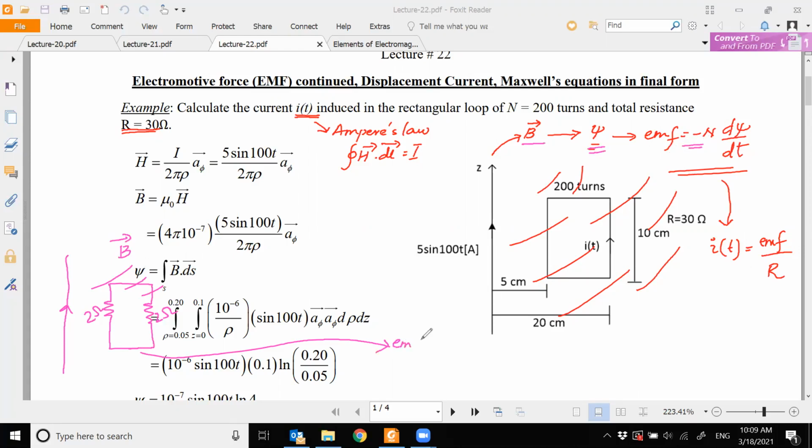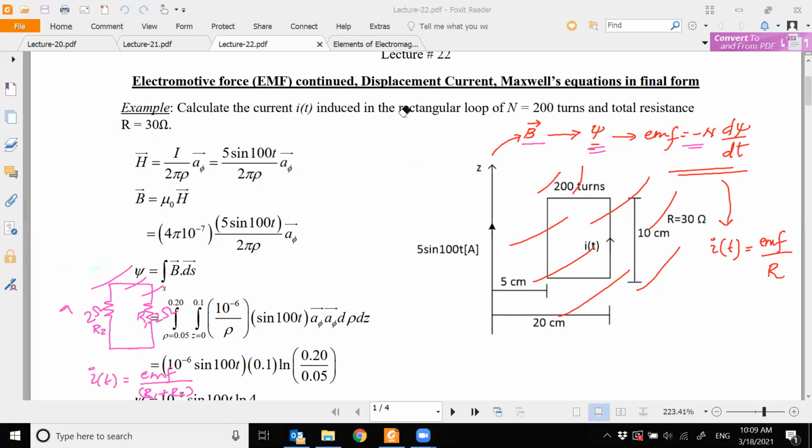And then what will be the EMF? EMF will be nothing but, the current. The current I of t will be nothing but EMF divided by R1 plus R2, these resistors. R1 plus R2. Got it? So this is the main idea behind this problem.